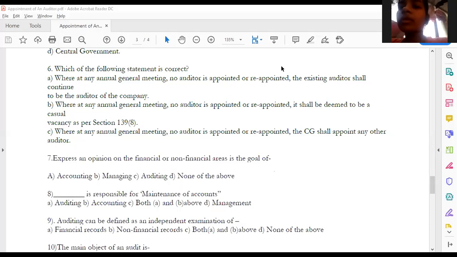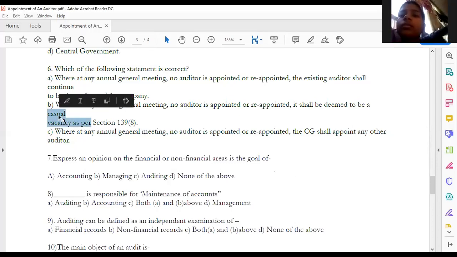When at any AGM no auditor is appointed, does it mean that it is a casual vacancy? No. What is a casual vacancy? When an auditor is not able to do the audit because of three reasons: the auditor dies, becomes insane, or becomes insolvent. In that situation, you have a casual vacancy. Casual vacancy arises only because of those three reasons.